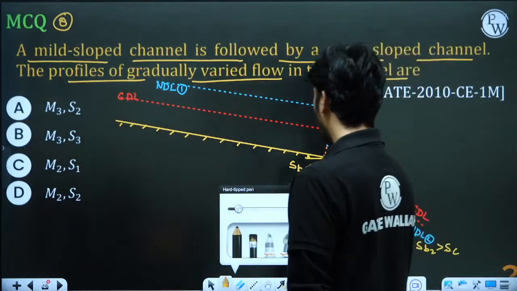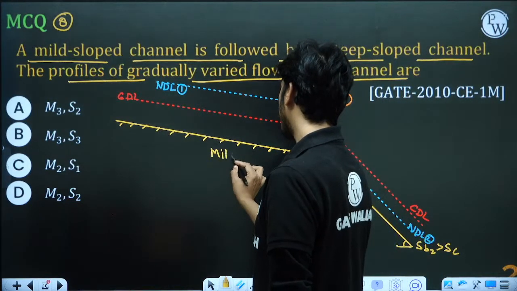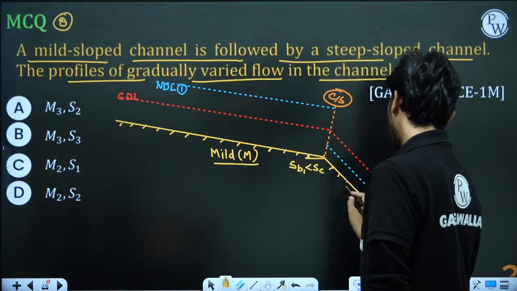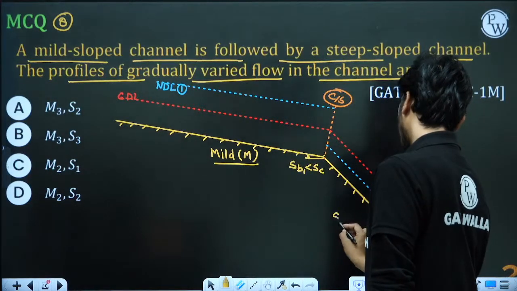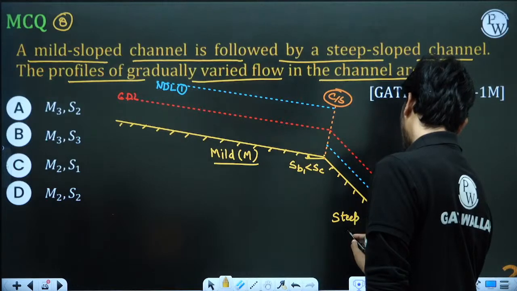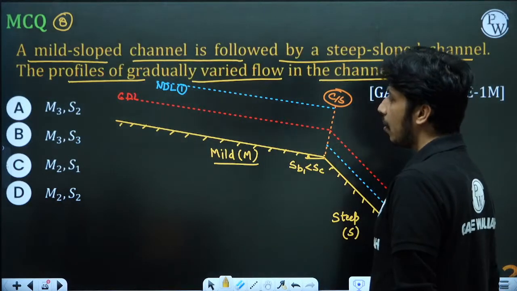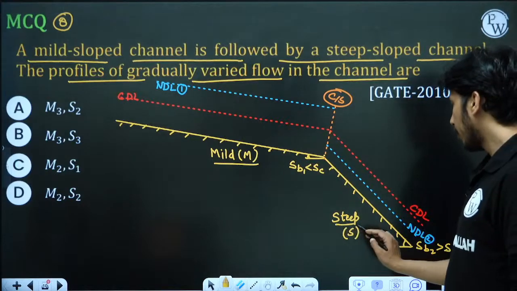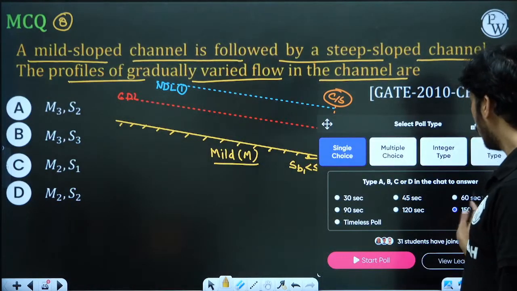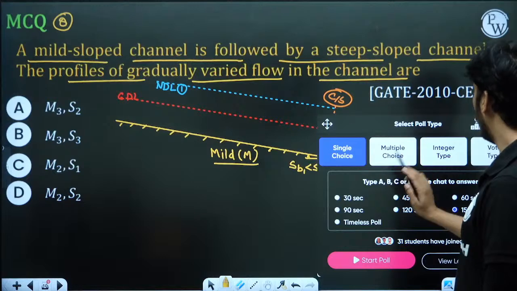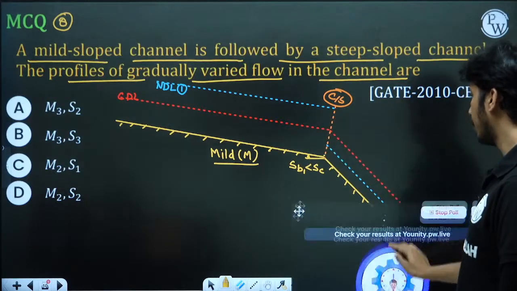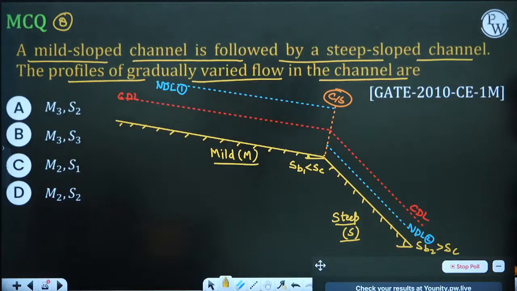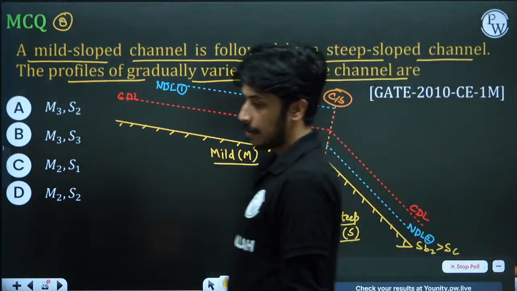So this is your mild slope. Mild means M. The bed slope is lesser than critical. This is your steep slope. Steep slope means S, more than critical. The profile will be either M, or S, or a combination of both. Okay, so I'm creating the poll now. I will be giving you 90 seconds because this is a very easy question. So A, B, C, D, whatever is the answer, you can give me the answer. I have made the diagram also so that you will be comfortable giving the answers.